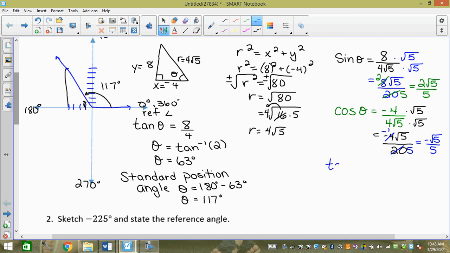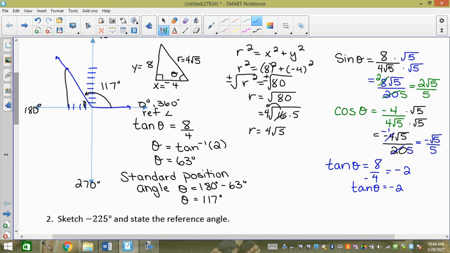And then tan. This time we don't just take the positive. We only take the positive when it's a reference angle, correct? Tan is going to be opposite over adjacent, or SOH CAH TOA, 8 over 4. Yep, thank you. So it's going to equal negative 2. Those are your three trig ratios, and then your angle in standard position.